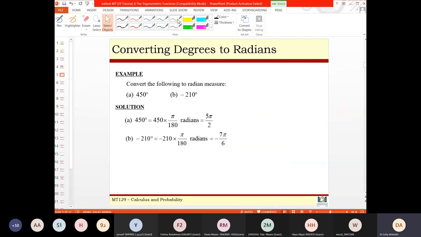So here they are giving you this example. They want you to convert to radian measurement. Radian measurement means I introduce pi into it. How do I introduce pi? I take the degree, multiply it by pi, and divide by 180. So the 450, I'm going to multiply it with pi over 180 and this will be 5 pi over 2. Easy. Minus 210, I'm going to multiply it with pi over 180. Now do the calculation. This is 7 over 6, and minus, of course, 7 over 6. Good? Clear till now?